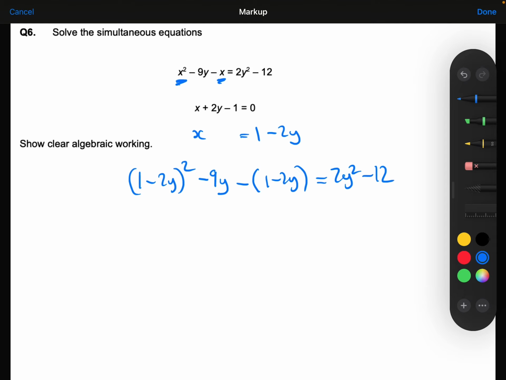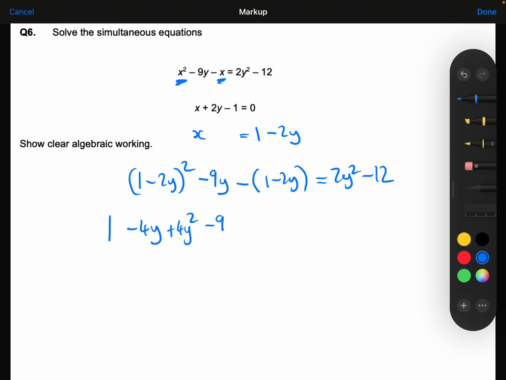Right, let's deal with these brackets then. So we've got the 1 squared, which is just 1. The 1 times the minus 2y, which is minus 2y. But there'd be 2 of them, so minus 4y. Then we would have the minus 2y squared. So minus 2y times minus 2y would be positive 4y squared.